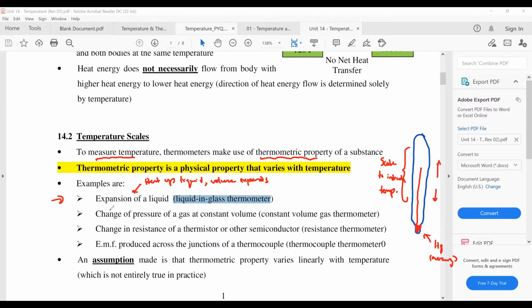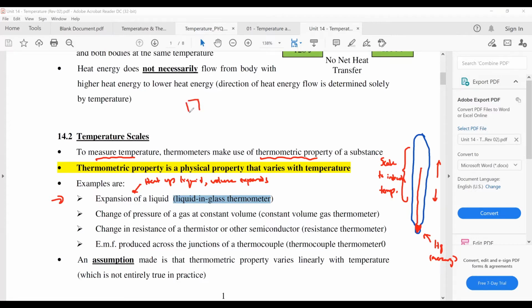Okay, but this is not the only way that is used in a thermometer. There are other thermometers that make use of different thermometric properties. The other thermometric properties could be this: change in pressure of a gas at constant volume, which is used in a constant volume gas thermometer.